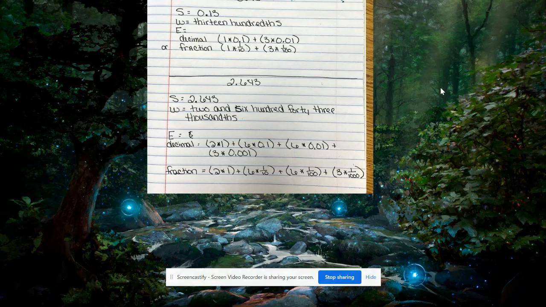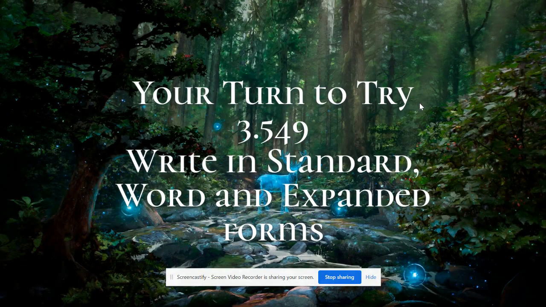All right, now it is your turn to see what you can do. So on the next page of your notes, because you're probably about out of room because I ran out of room there, I want you to add 3. Oh, I better not read it because that will give it away. So write this number down and write it in standard, word, and expanded form. See what you can do.